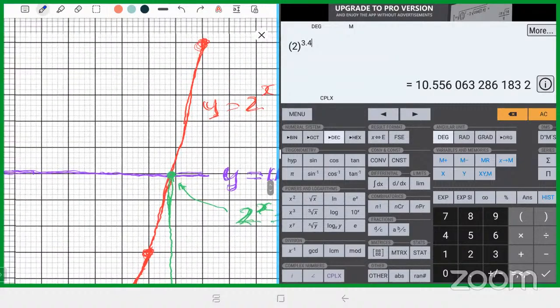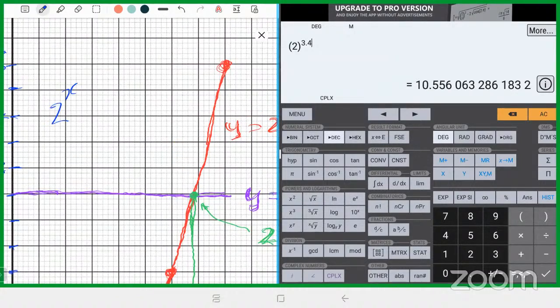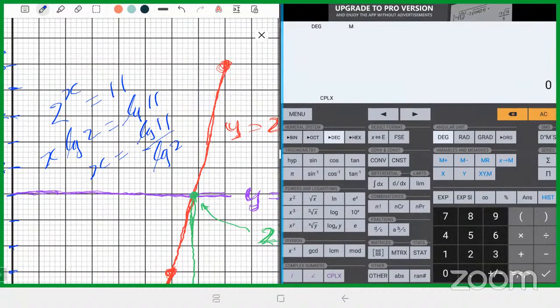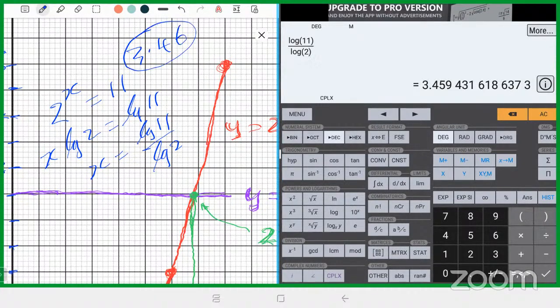I can work out and tell you what the precise value should be using logs. 2 to the x equal 11. Then x log of 2 is going to be equal to the log of 11. So the x is going to be the log of 11 over the log of 2, or the log of 11 to base 2. You're not going to do this, guys. 3.46 is the precise answer.